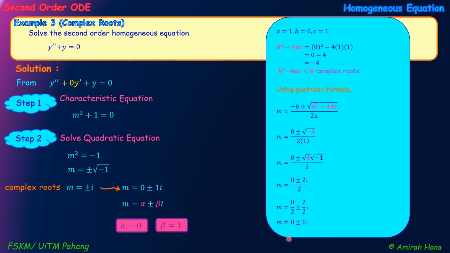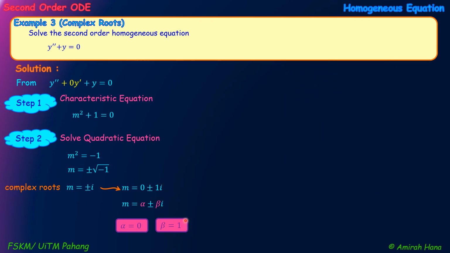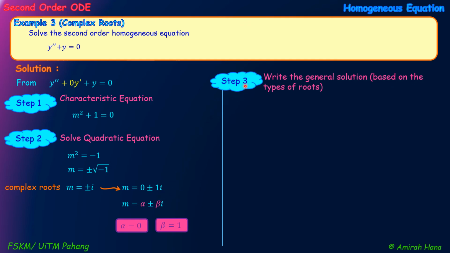Why do we write it in the form of 0 plus minus 1i instead of i only? Because we want to compare and find the value of alpha and beta, to substitute into the general solution formula. For complex roots, we need to find the value of alpha and beta. So to find alpha and beta, we need to write m in terms of a constant and then plus minus a constant i. Then we continue with step 3.